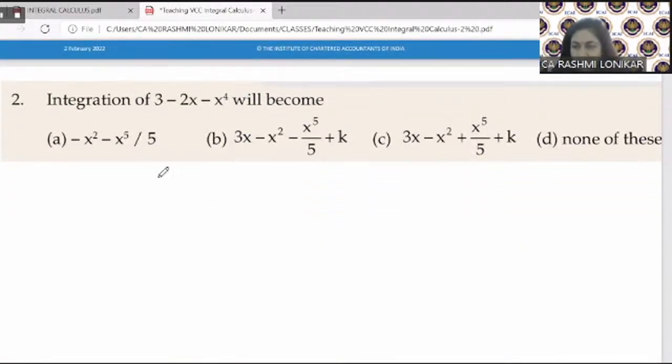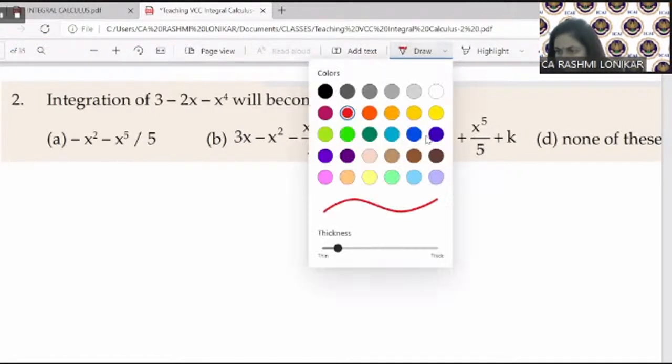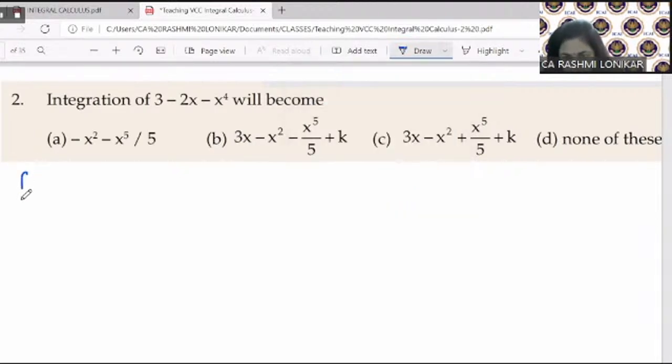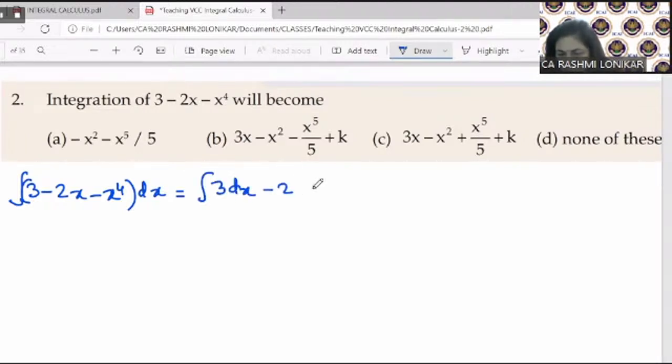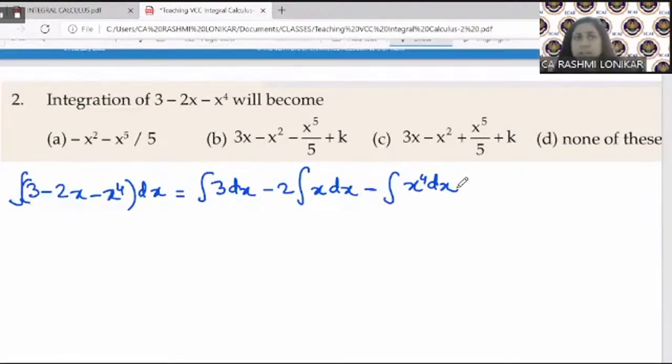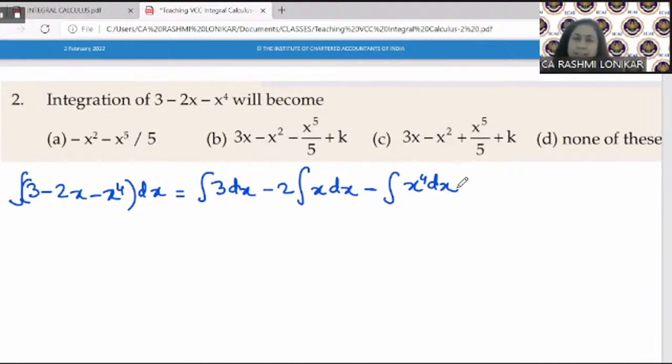Now they are asking you to find the integral of 3 minus 2x minus x raised to 4 dx, which will be equal to the integral of 3 dx minus 2 times the integral of x dx minus the integral of x raised to 4 dx. Initially you should write it like this while practicing, and once you get used to it, you can directly solve this also.